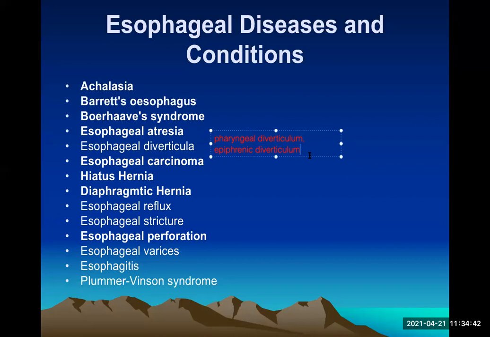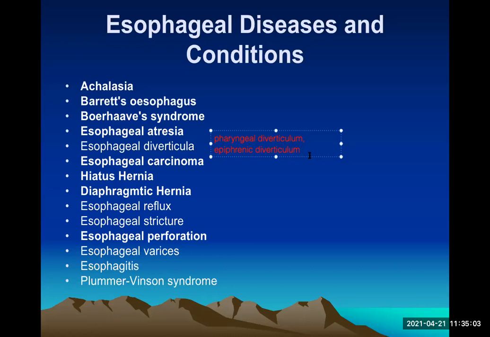Yes, what is diverticulum? Can you answer here? Sir, outpouching of the wall. Exactly, outpouching of the wall, you can say that. Outpouching of the wall, especially the mucosa. The mucosa part may outpouch because of the weak layer of the muscle.